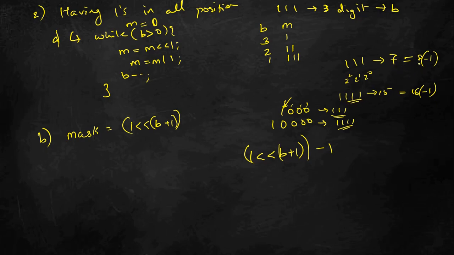Or in case of 7, here it is 8, 1 followed by 3 zeros. In terms of bits it is 2 raised to 0, 2 raised to 1, 2 raised to 2, 2 raised to 3. So this will give me 8, and 8 minus 1 is 7, where we get the 3 ones. So we are interested in minus 1, so we will do minus 1 here. So that is the mask value. Once I get the mask value, I can simply do an XOR with mask, and simply return this value.